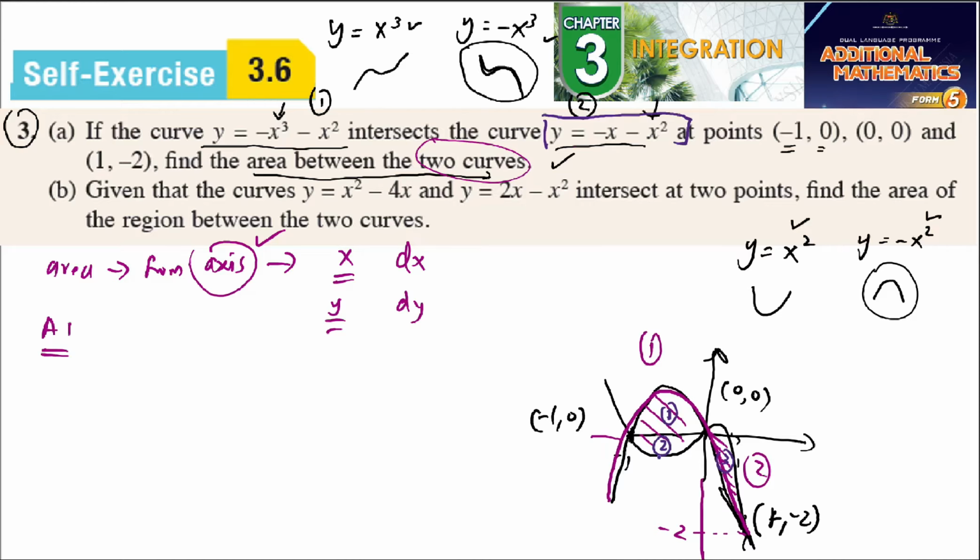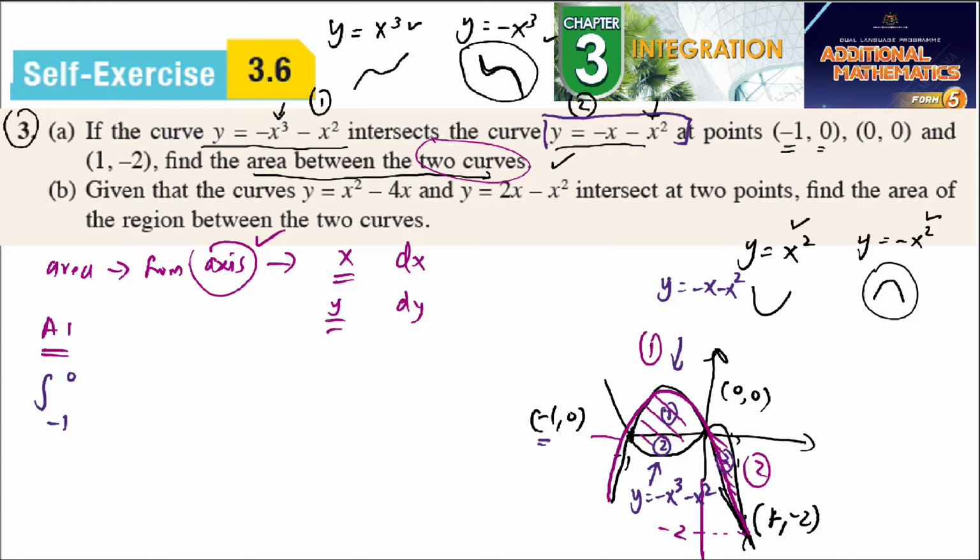And then you see here, number 2 is bounded by only this one. This one is, okay, I should write it, which is y is equal to negative x cubed minus x squared. And this one is y is equal to negative x minus x squared. So for area 1, we see this one is from negative 1 up to 0. So here from negative 1 up to 0.